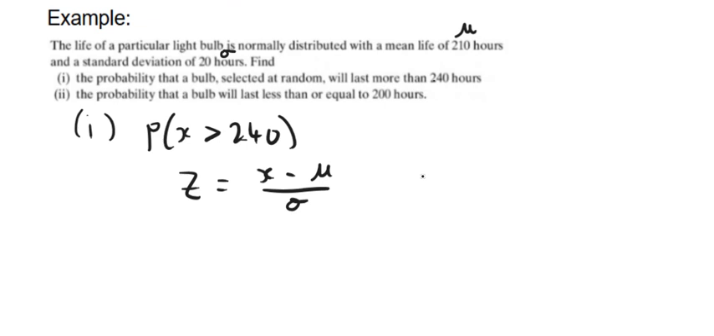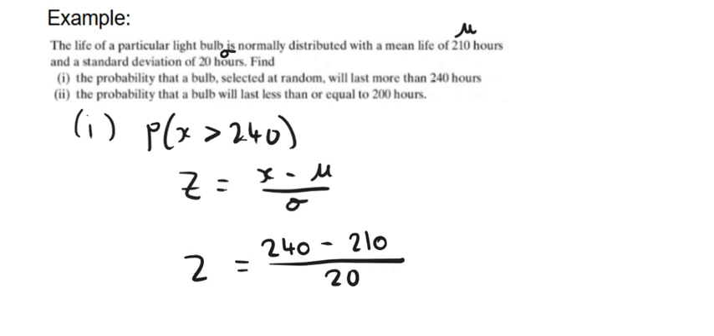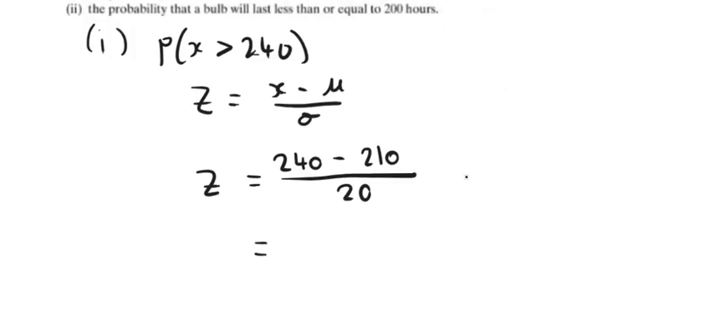So the x is always the thing that you're asked about. So in this case, it's 240. So 240 minus mu, we know, is the 210. That's always the mean or the average. And then the standard deviation is 20 in this one. So our z-score for 240, if you put that into the calculator, is 1.5. That's our z-score for this.